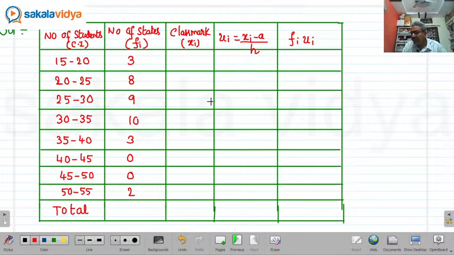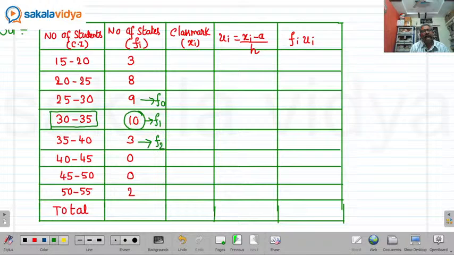Okay, now in order to find out the mode of this given data, what shall we do now? First we need to check the highest frequency, the maximum frequency among the given frequencies. So obviously this 10 will be the maximum frequency. So let us say this is F1. This will be the modal class. So this will be the F0. Am I correct now? Obviously this is F2. So the modal class is 30 to 35.